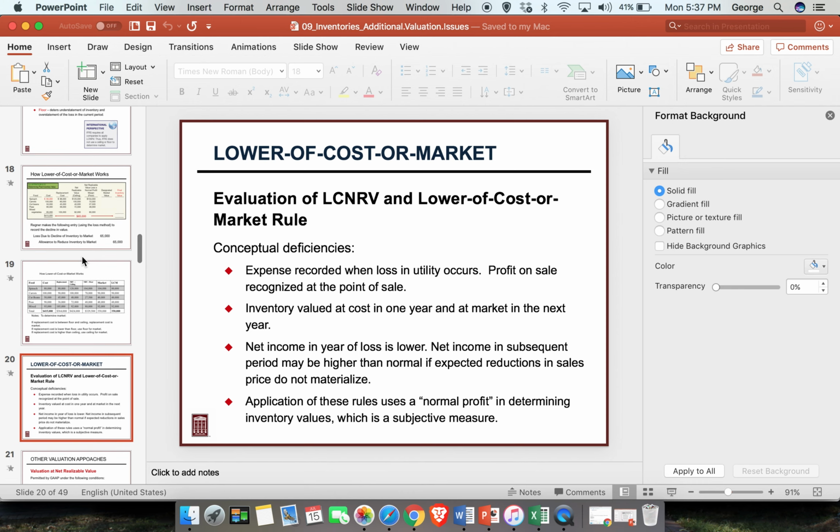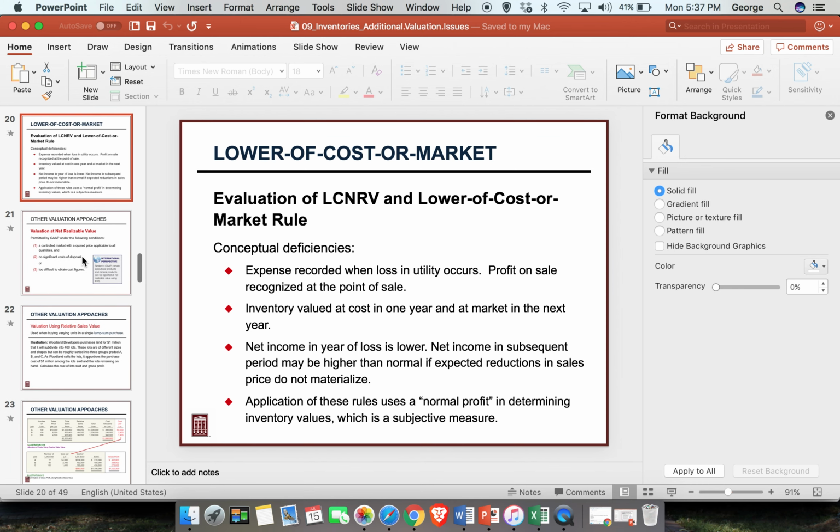So there are some conceptual deficiencies of the lower of cost or market method. Expenses are recorded when utility is lost, so it doesn't really match matching. It happens, some competitor has a new product that's like ours, but it's much better and cheaper or whatever. And so now we can't sell our product anymore, or it's lost value, it's lost utility. But that does not really meet the matching principle criteria.